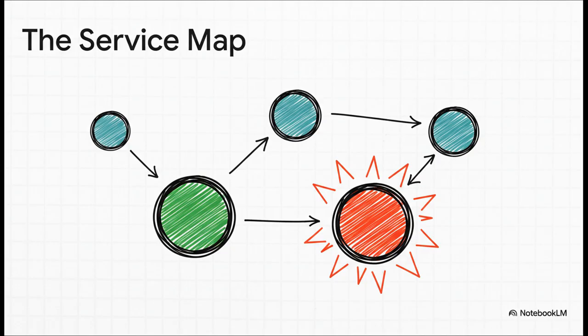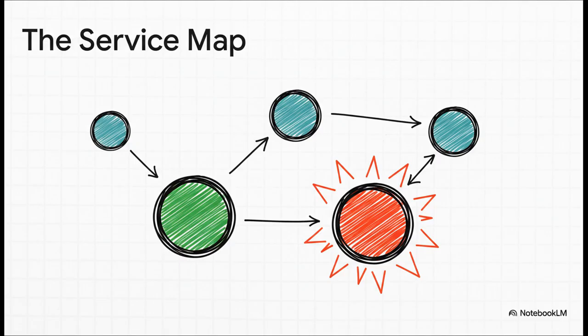So instead of staring at a wall of text, Timothy is now looking at this incredible interactive map. Each service, the API gateway, the Lambdas, the databases, is a node. The lines between them show the exact path the user's request took. And here's the best part. It's color-coded for instant feedback.